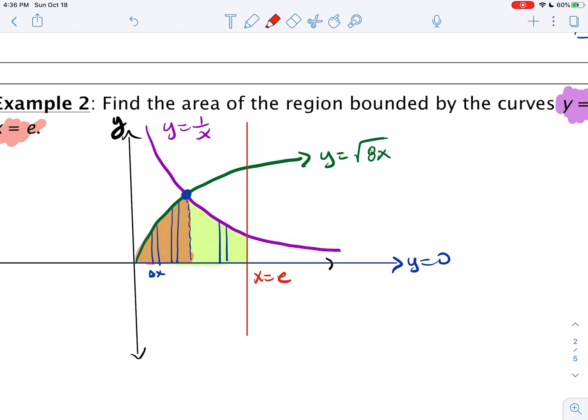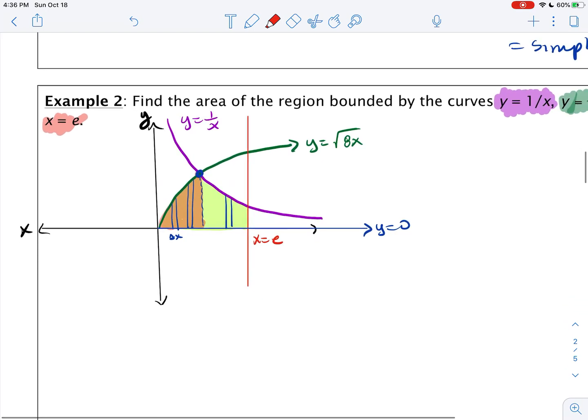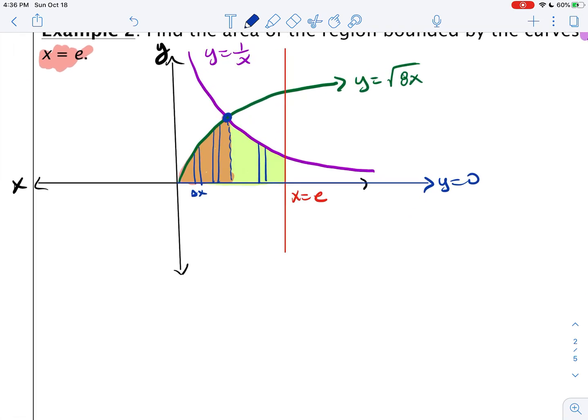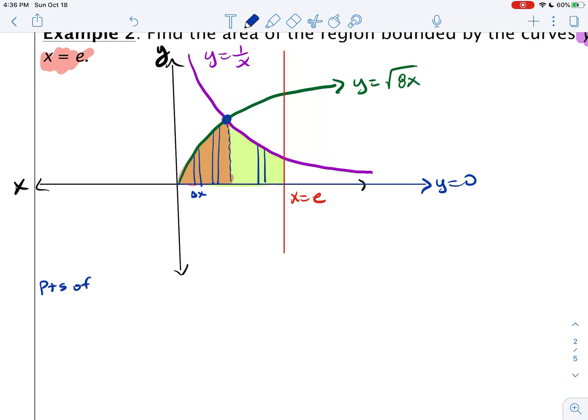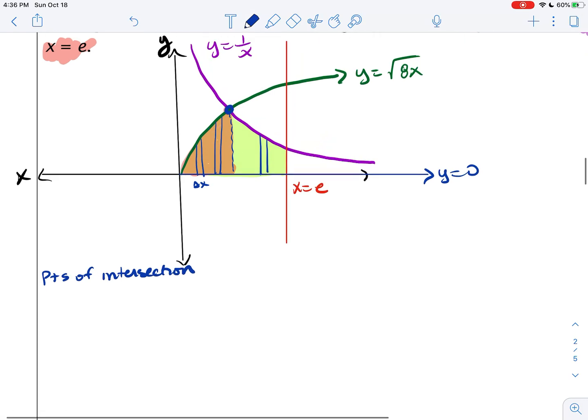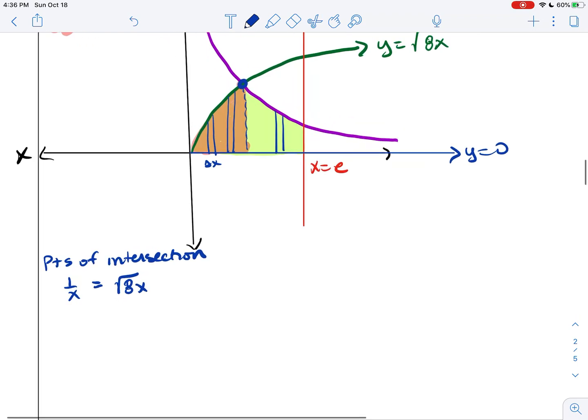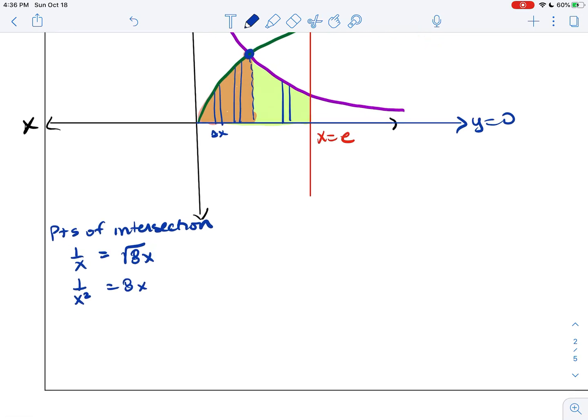So what is that point? That point is the point of intersection between 1 over x and square root of 8x because that's where the green and purple collide. And so my point of intersection for those two, if I set my functions equal to each other, is going to be 1 over x equal to the square root of 8x. If I square both sides, I get 1 over x squared equal to 8x.